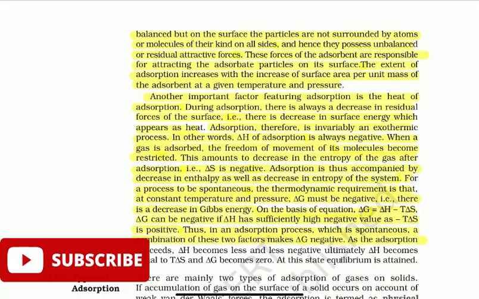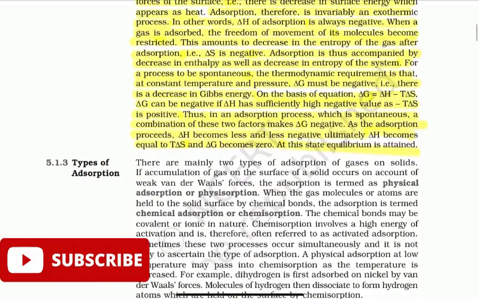As the adsorption proceeds, delta H becomes less and less negative. Ultimately, delta H becomes equal to T delta S and delta G becomes 0. At this state, equilibrium is attained.